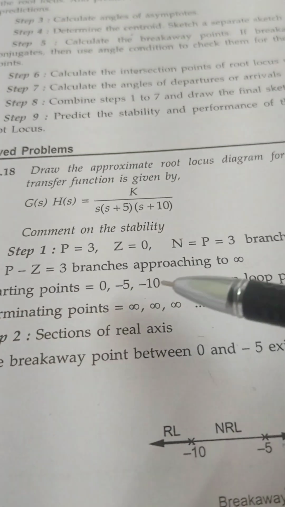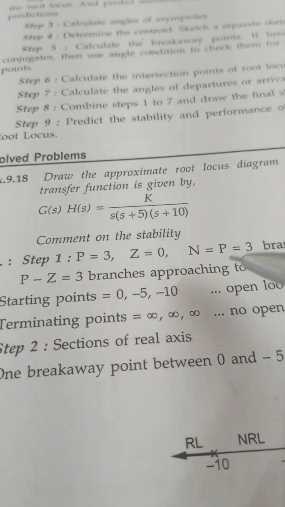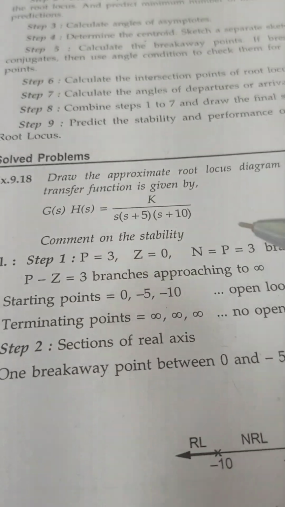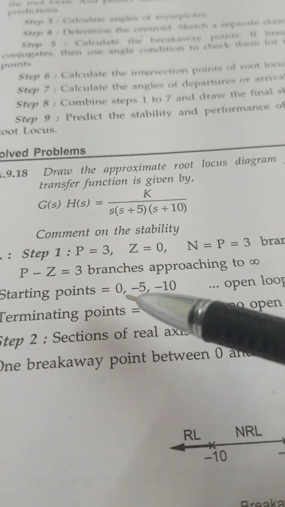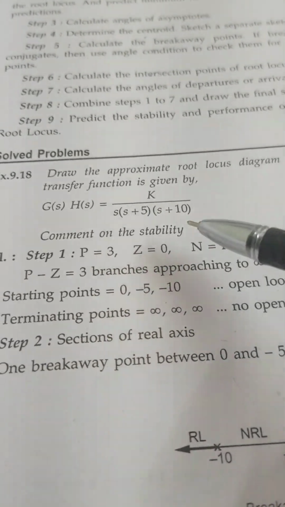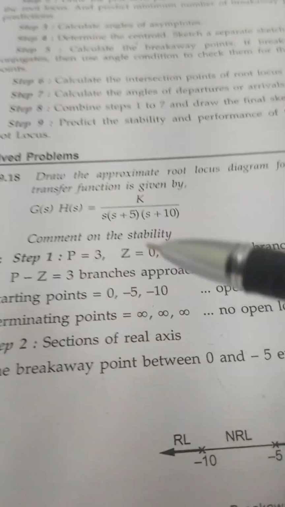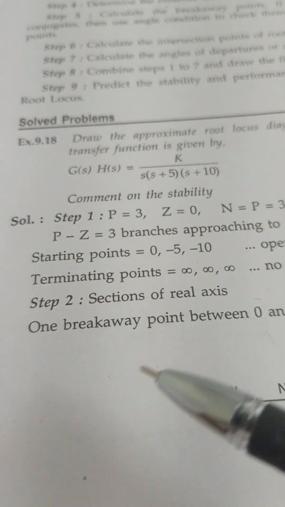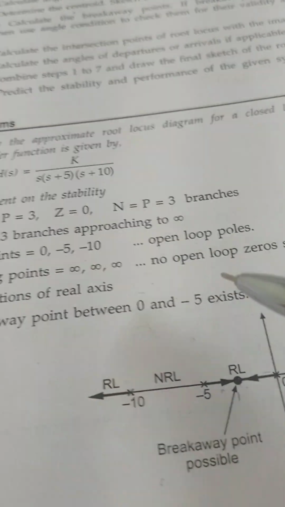The 3 branches are approaching infinity. The branches which approach infinity, we call asymptotes. The starting points are s equal to 0, s equal to minus 5, s equal to minus 10, which are the locations of the open loop poles in the s plane. Then the terminating points: all are terminating at infinity, since there are no open loop zeros.